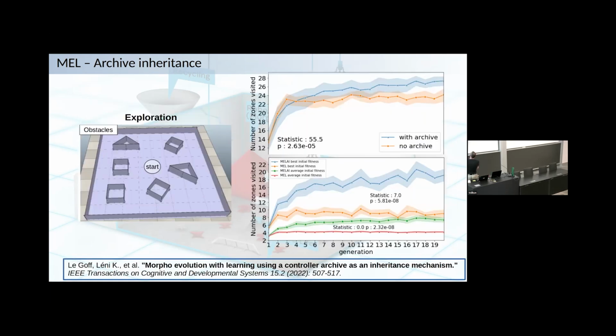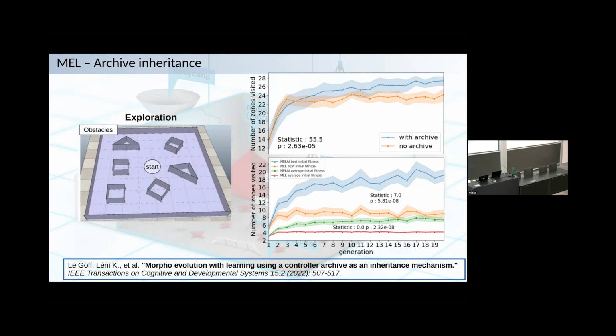So this is a sample of the results we had with this algorithm, using all the things I've presented before, showing that it works to do this archive inheritance. This is an exploration task where the robots start from the middle and have to explore as much of the environment as possible. We also tested on other tasks; you can look at the publication here.